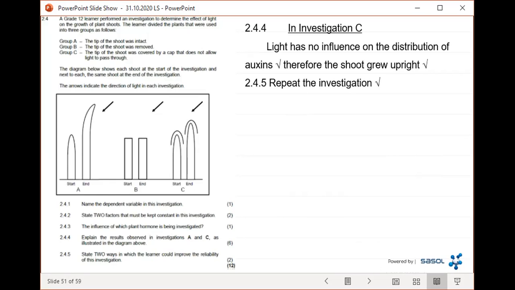Then another way in which we could improve the reliability of this particular investigation is to use more than one plant for each treatment, right? So meaning that we use a particular plant for the first time we do the investigation, and the second time we would use a different type of plant or different type of shoot, and so on and so forth, to just measure or see if the results or the findings are the same or similar, right?